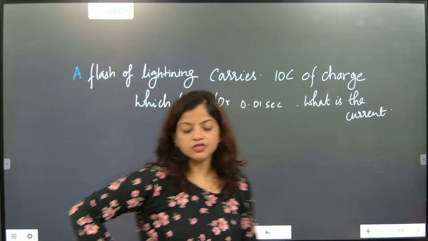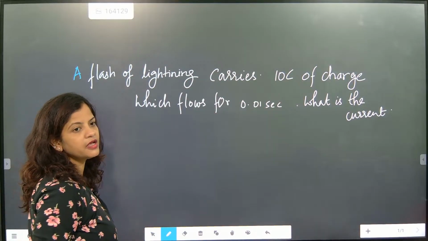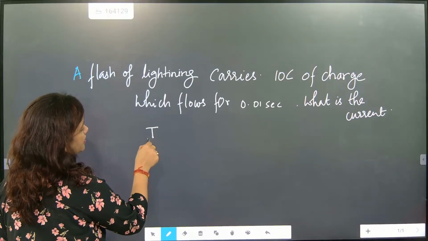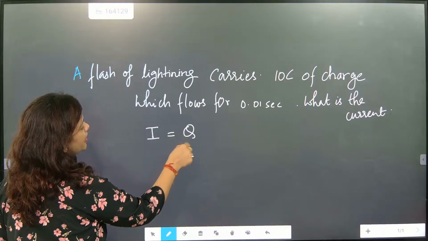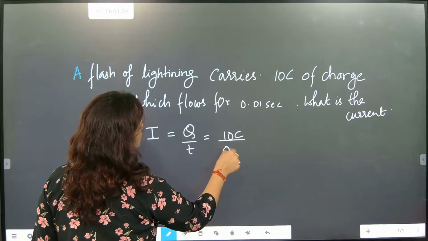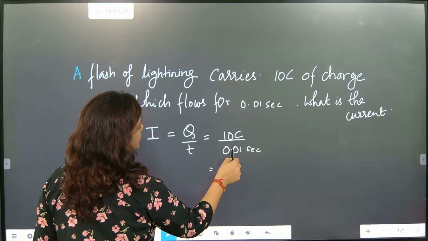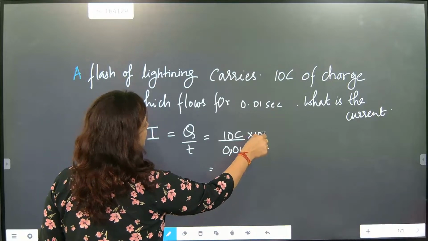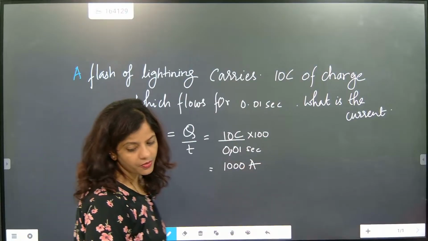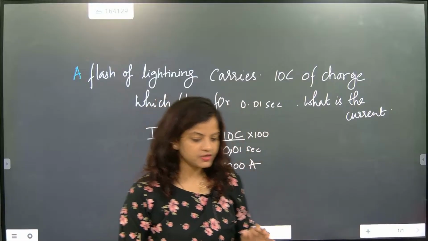1000 ampere. Very good. So here, for the flash of lightning, how much charge is there? What is the formula of current? Who can say? The formula of current, denoted by I, is I equals Q by T. What is the charge? 10 coulomb. Time is how much? 0.01. So coulomb per second, it is coming as ampere. The zeros cancel, it is coming as 1000 ampere. Absolutely correct. This is the correct answer.